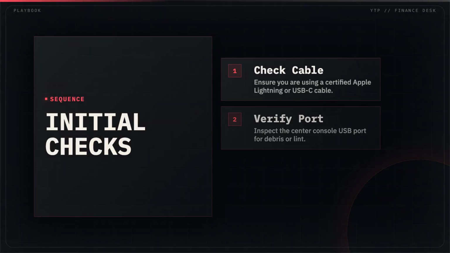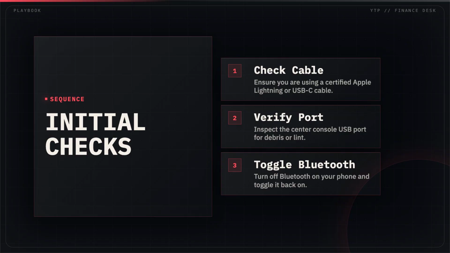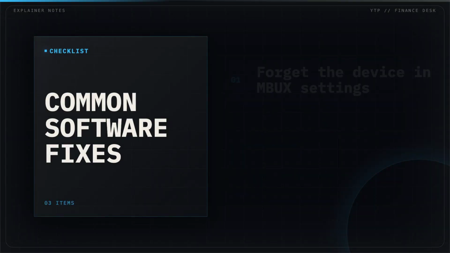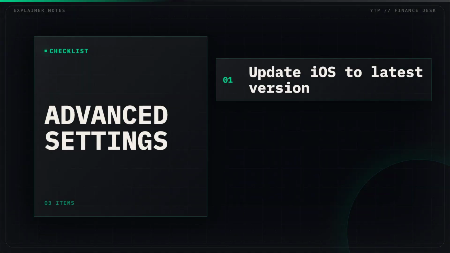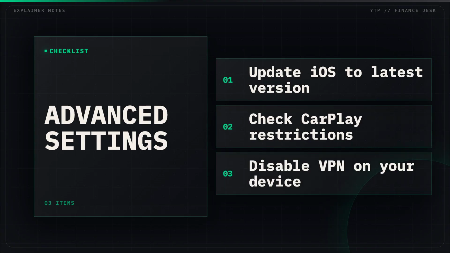Start with the basics by inspecting your cable, cleaning the USB port, and toggling your phone's Bluetooth settings. If physical checks fail, try forgetting the device in your MBUX settings and removing the car profile from your iPhone. Ensure your phone is running the latest iOS version and double-check that CarPlay restrictions are not active in your settings.